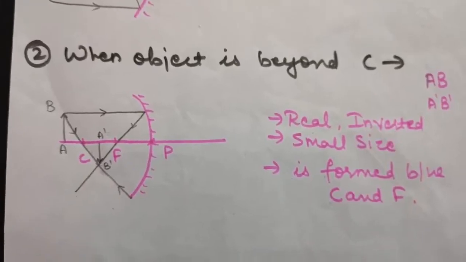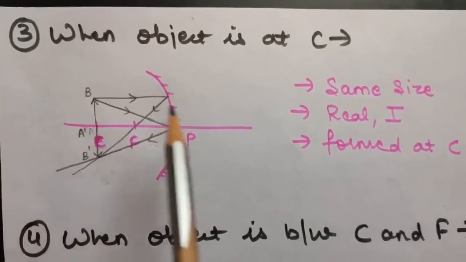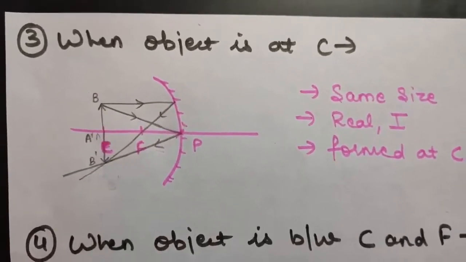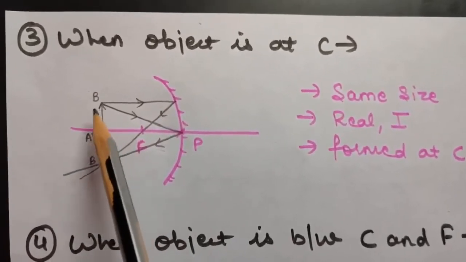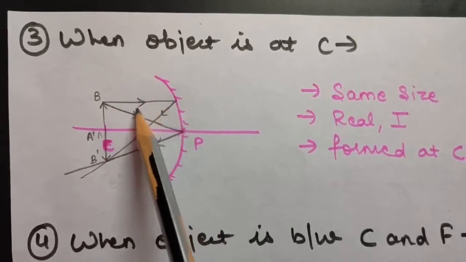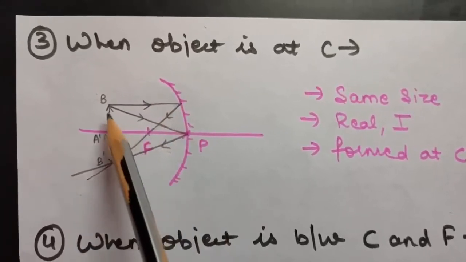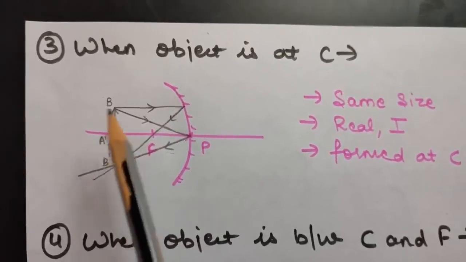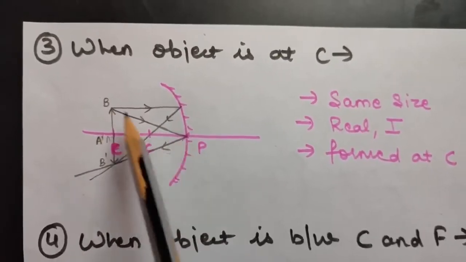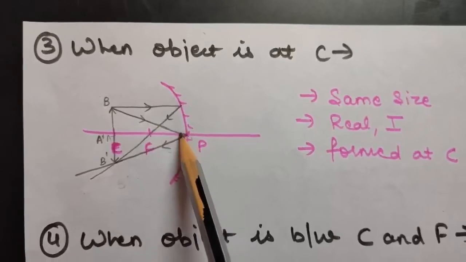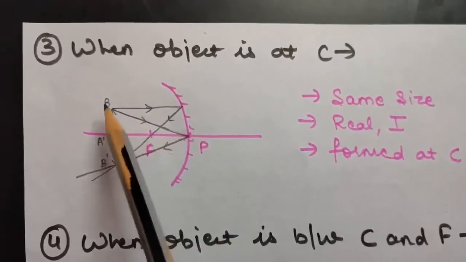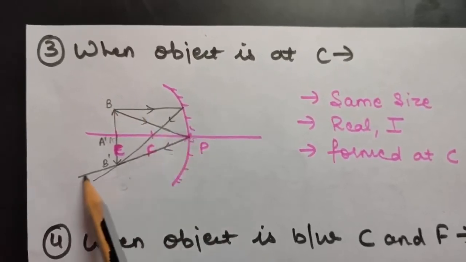Okay, if we take third one, when object is at C. So now the object is placed at C itself. Okay, again there are two rays, one which is parallel to principal axis, it will pass through focus, and second is striking the pole because see, it is already on C, so it would be better if you take the second ray passing from the pole. So now, as I told you earlier in the earlier lecture, a ray going like this will go like this after reflection.